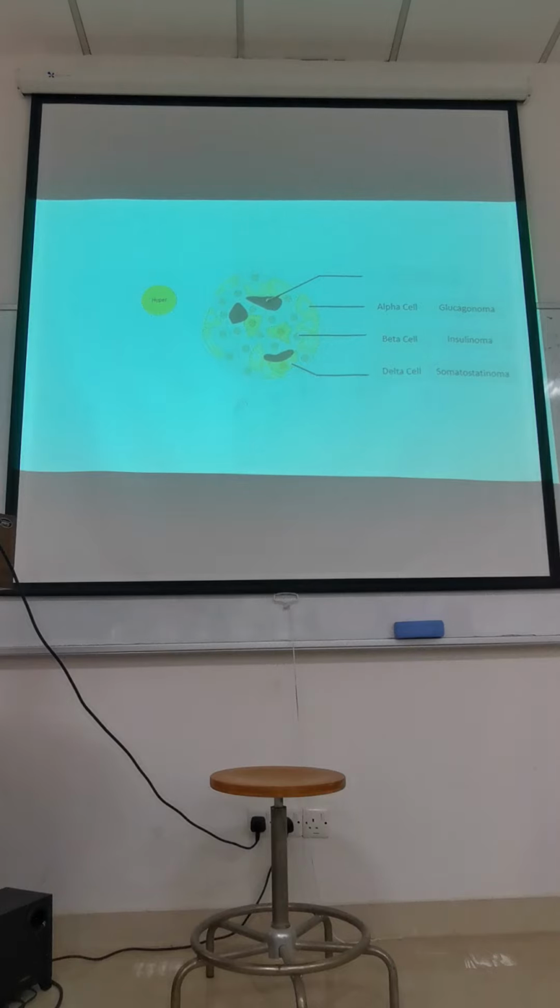Now, if there is a hyperfunction, so I can say increased glucagon is called glucagonoma. If it is beta cell, increased insulin becomes insulinoma. If delta cell, increase becomes somatostatinoma. Right? So that is how it is.